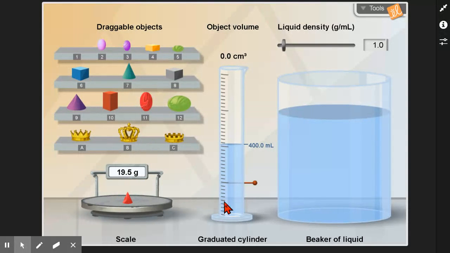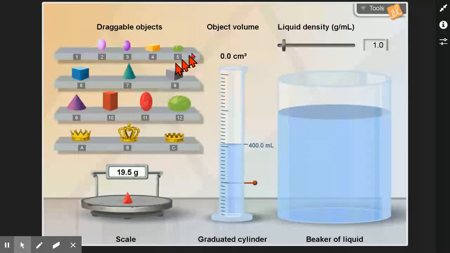It does make weird noises. You can see how much it weighs, and that's 19.5 grams. Remember, grams are the units for mass. When we get to volume, remember volume is the amount of space an object takes up, and volume can be measured in cubic centimeters or we can measure it in milliliters. Those are both the same, they're both equal.